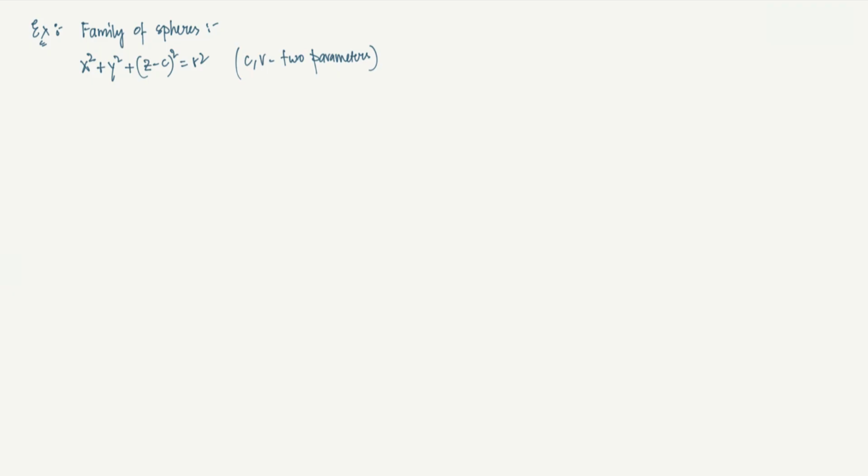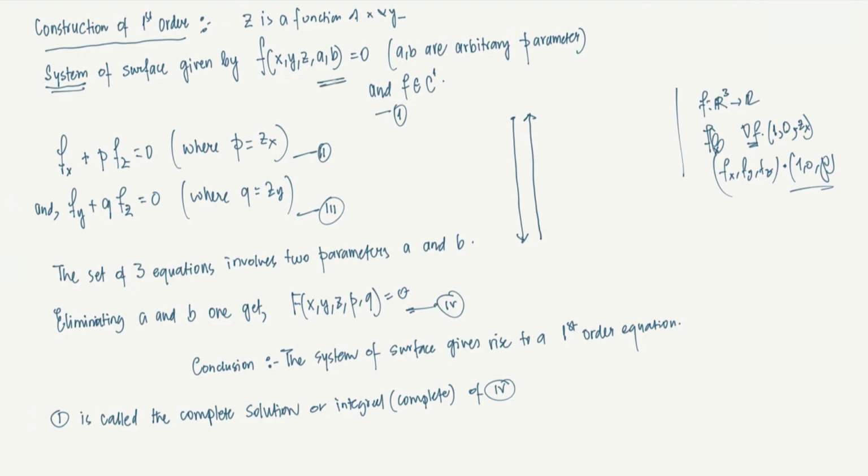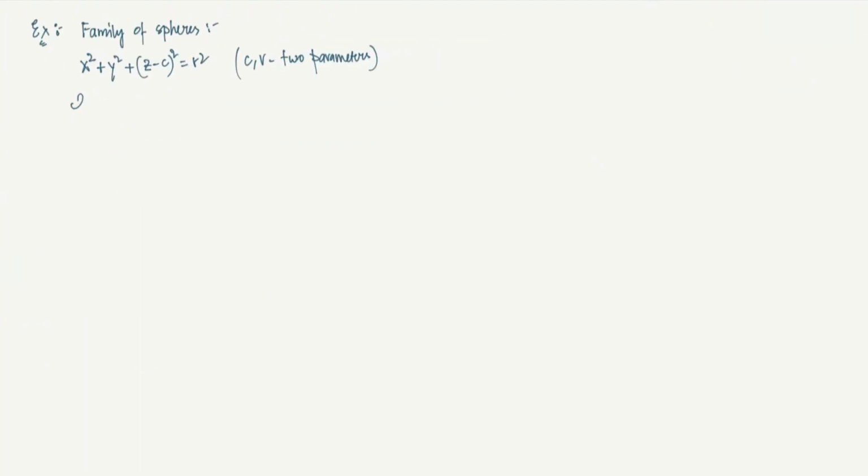You remember, once we are given this relation, this is your small f. So in this case, what is our small f? F of x, y, z, and then c and r, right? Initially we started with a and b, but in this case c and r, it will look like x square plus y square plus (z minus c) square minus r square. So that's equals to 0.